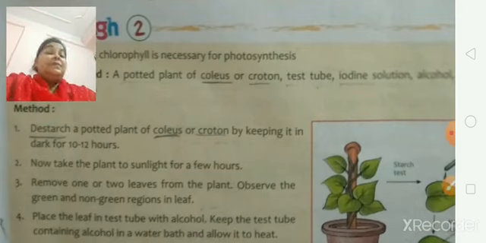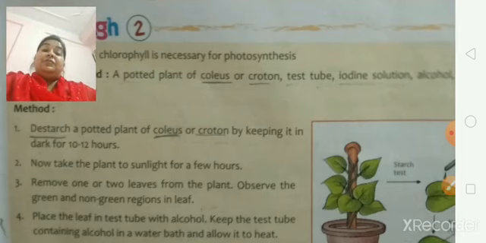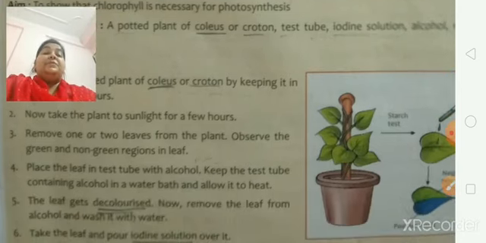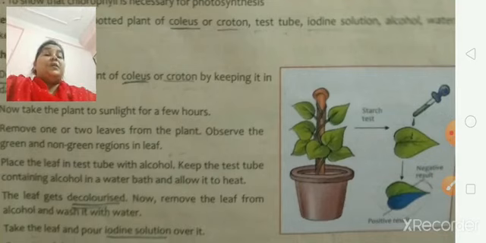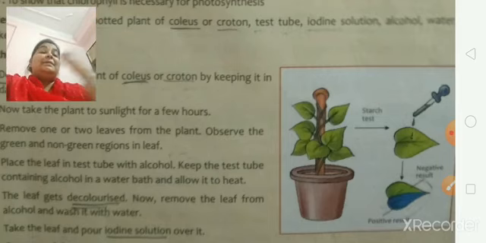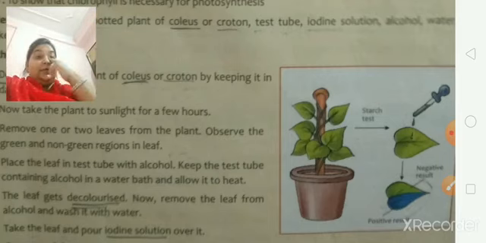Then if we take the plant and keep it in sunlight for a few hours, what are we going to observe now, after removing some non-green or green regions in the leaf? After that, you know that the presence of starch in plants during photosynthesis is important, and how can we test it? The best solution is the iodine solution. With the iodine solution we can test whether the portion has starch or not.